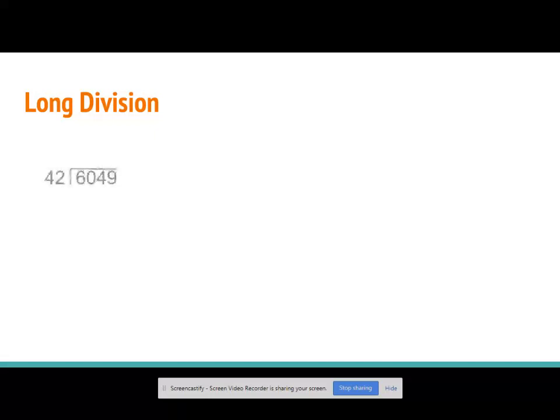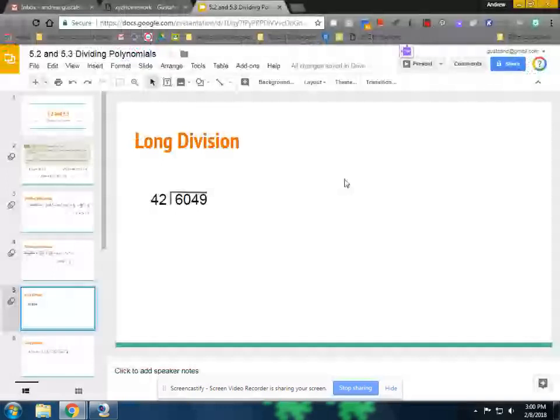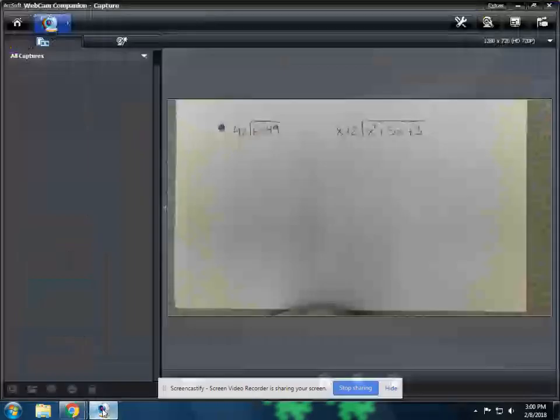Long division, you may have scoffed at this when you were in 5th grade, 6th grade, 4th grade, and said, I'll never need to do this again. I've got a calculator in my pocket. Now you got to do it again. So let's move over. I'm going to move over to the document camera. I'm going to remind you of how to do long division. If you remember how to do long division, you can maybe skip ahead a little bit.